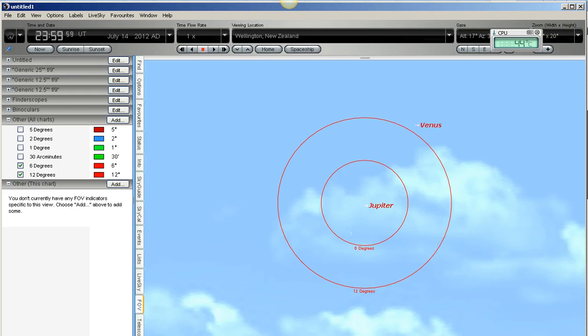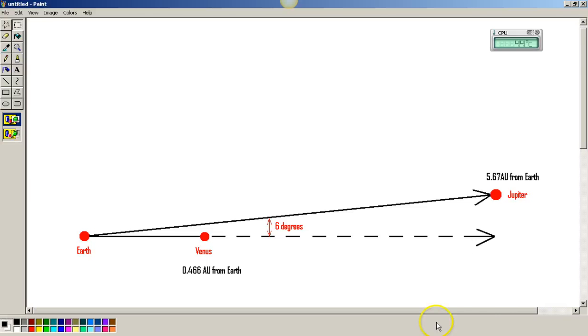Okay, now let's look at the mathematics in this. We can actually calculate the width of the zone when we get out to Jupiter and see how wide that zone would have to be to include a planet in alignment with another planet. So here we see the Earth, we see Venus and we see Jupiter. Now currently at this date Venus is 0.466 astronomical units from Earth. 1 AU, or astronomical unit, is the average distance between the Sun and the Earth, and it's a convenient unit of measure in astronomical terms because of the vast distances involved in the solar system. We see that Jupiter is at 5.67 AU from the Earth, and we've got 6 degrees between Jupiter and Venus as seen from the Earth.